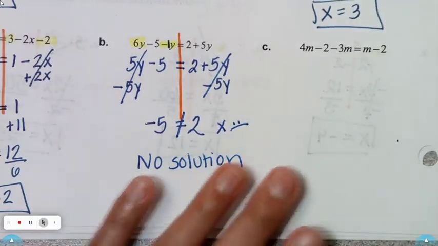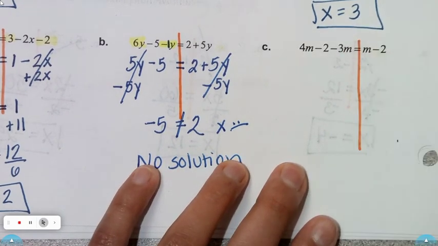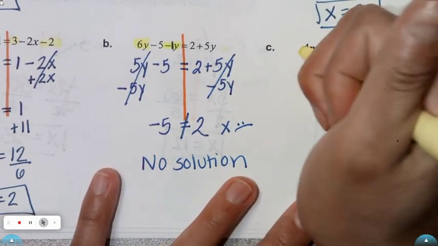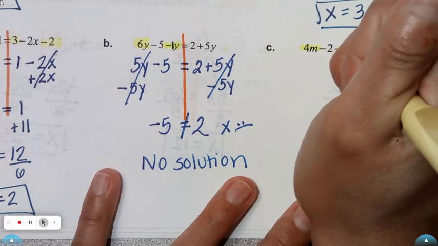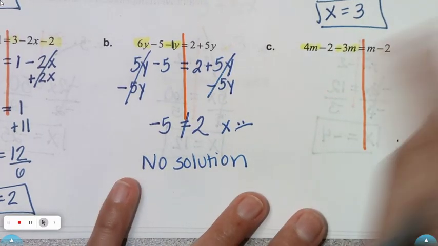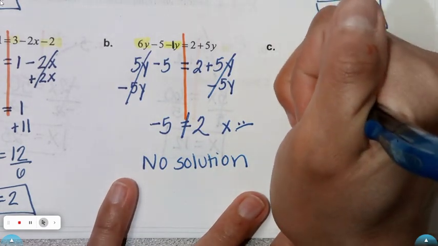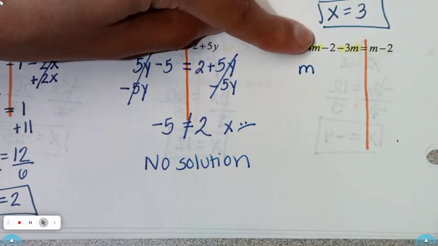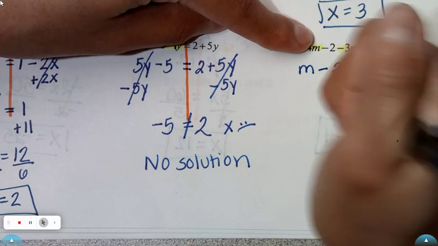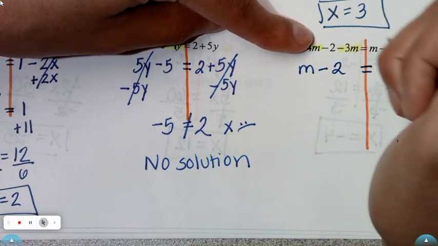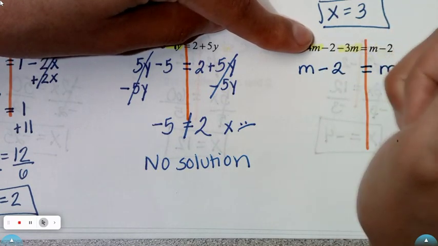Okay, let's try letter C. Draw your line through your equal sign. On the left, I can combine 4m minus 3m. 4 minus 3 is 1m, or I could just write m. And I still have that minus 2. My equal sign, and then on the right, I have m minus 2.